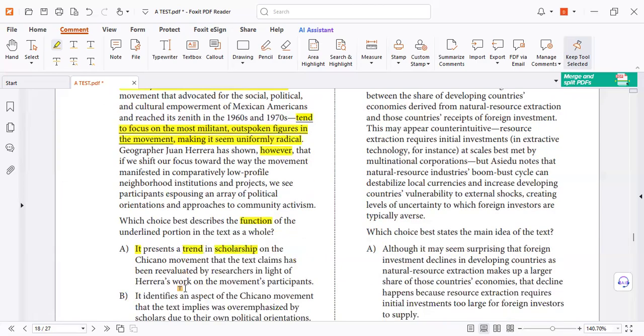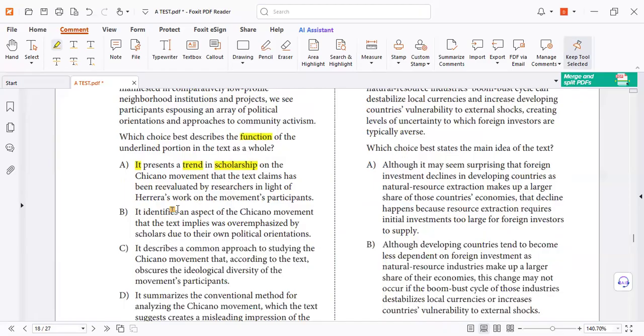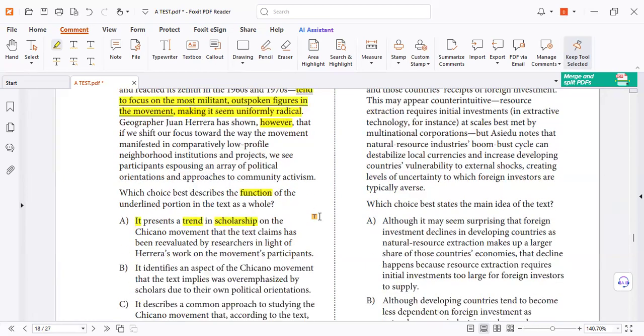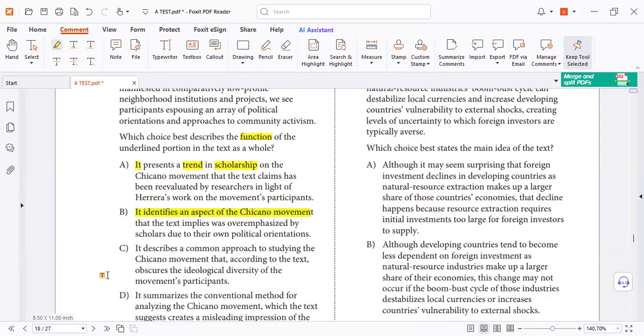Imagine, without continuing reading. So it identifies an aspect of the movement. What is the aspect of the movement? It says the movement focuses on. So the beginning is wrong. Look, it describes a common approach. It means an approach, a technique, what you are going to use. Are going to focus on what exactly?